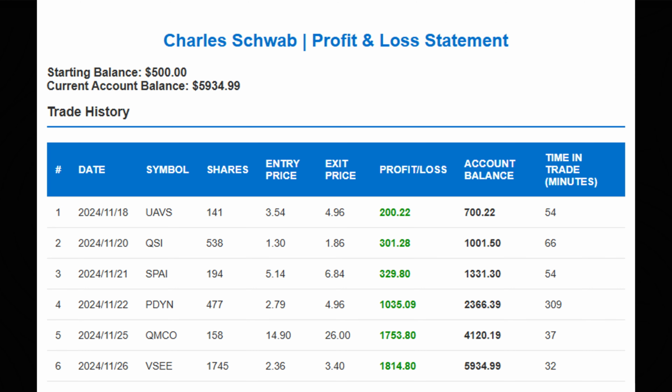Before we dive into today's trade, let's quickly recap where we stand in this small account challenge so far. Now remember, this is small account challenge 2.0 because we've already done one challenge so far in this series. Today is November 26, 2024. My account balance is currently at $5,934.99 after today's trade. And in today's video, I'm going to walk you through trade number 6, which only took 32 minutes to make almost $2,000 in profit. So let's dive into the stair-step method.